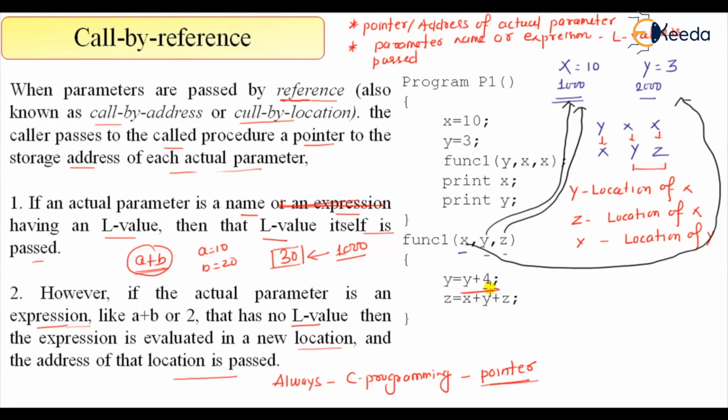Now you change y, so you go to this location. What is the x value? 10. And you say y is equal to y plus 4. So y will become 14, and this location will now become 14. It will no longer be 10; it becomes 14 immediately. Remember, that change occurs immediately.